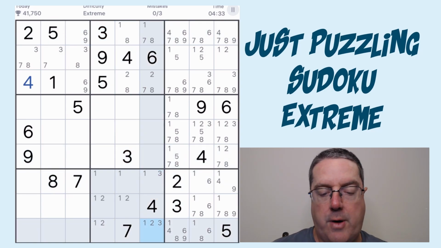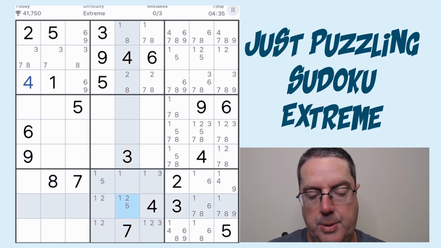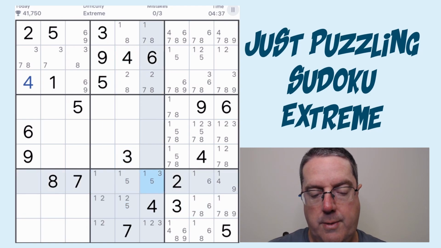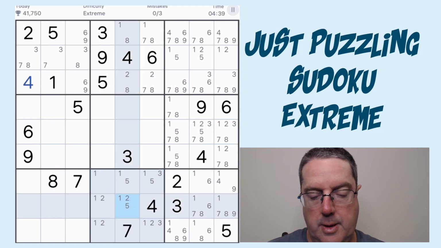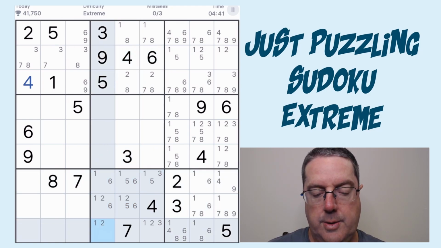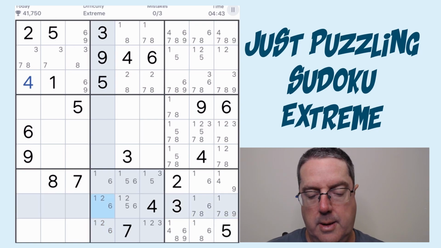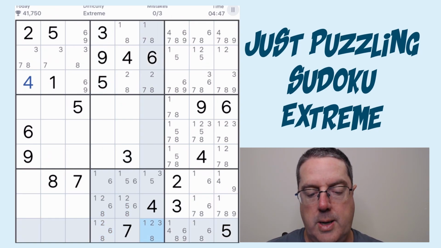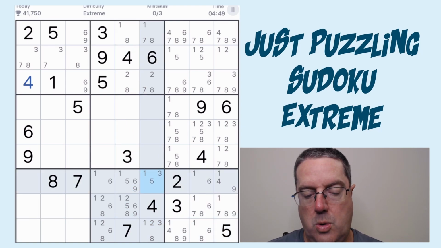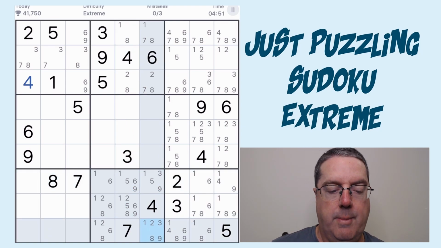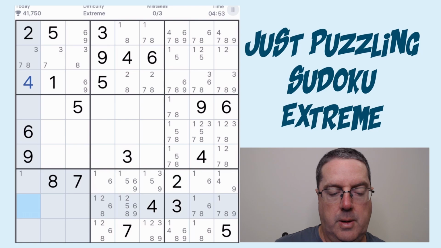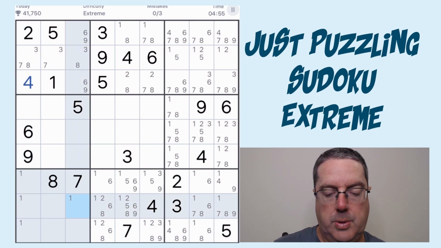4's already there. 5 can be, oops, not that one. Should have been that one. Can only be there. 6 can be there. 7's there. 8 can be those 4, and 9 can be those 4. Okay, 1 can be the outside 2 columns.